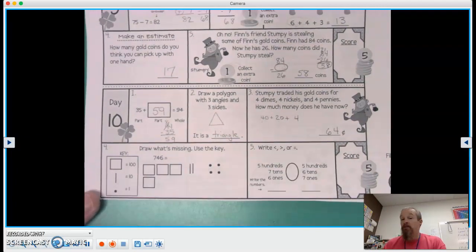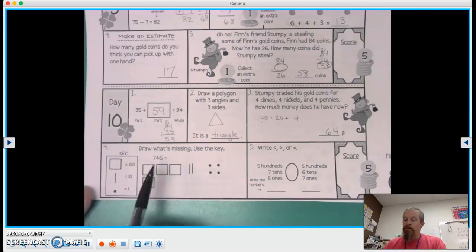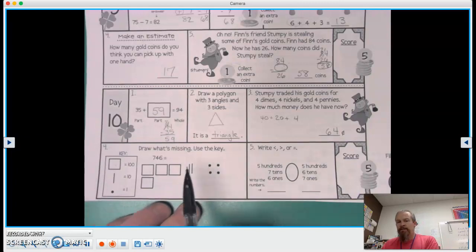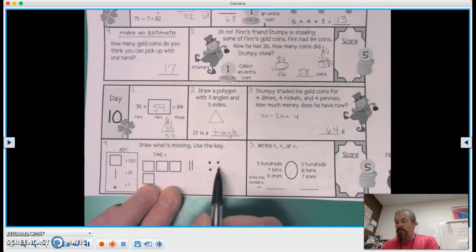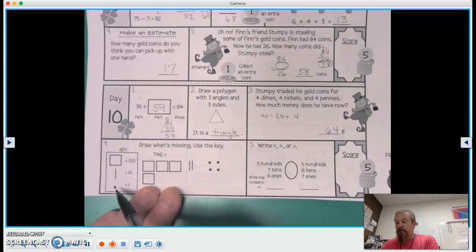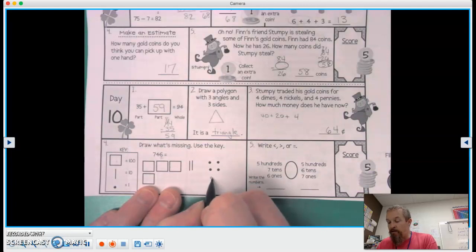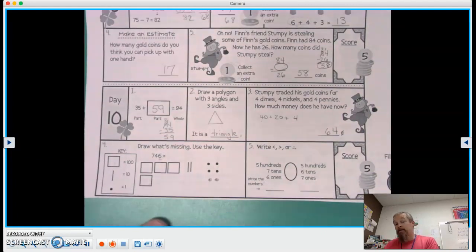Draw what's missing. Use the key. All right, so the big blocks are 100. The stick things are tens. And the dots are 1. Okay. 746 equals this. Well, let's see. 6 means we need 2 more of these because I only see 4, right? So we need a total of 6 in the ones column. There's only 4, so we need to draw 1, 2 more. Now I have 6, okay?